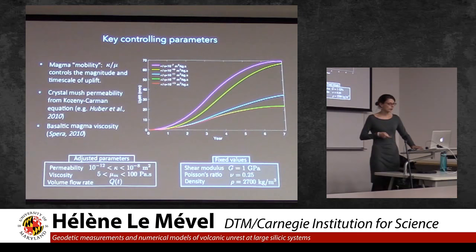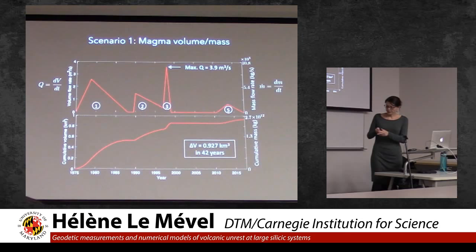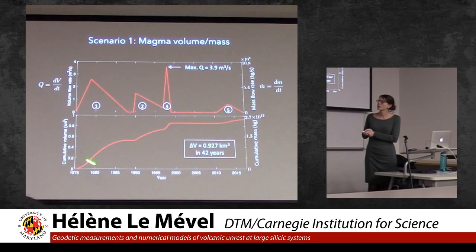For scenario one, of new magma flowing into a mush, here is the resulting time series in red. In gray is the data that I showed you earlier. The fit is quite good, and it's reached with a permeability kappa of 10^-8 and a viscosity of 5 pascal seconds. This is the volume flow rate history that was necessary to explain all these episodes. What you see is that in order to have this nonlinear increase and decrease in deformation or volume change, we need a linear increase in Q followed by a decrease. Each of these maximum Q values for each episode corresponds to the inflection point between the increasing rate and decreasing rate.